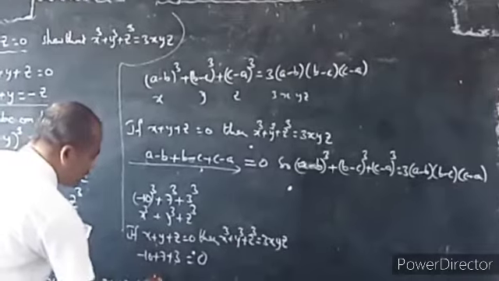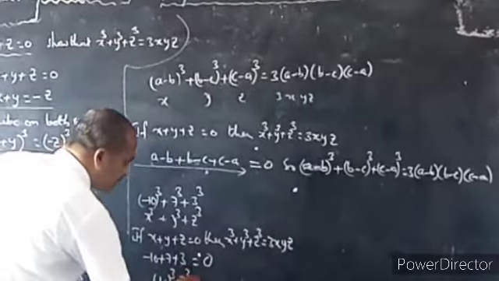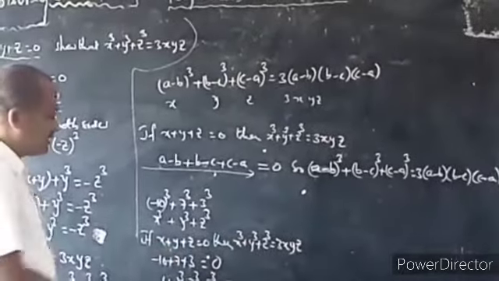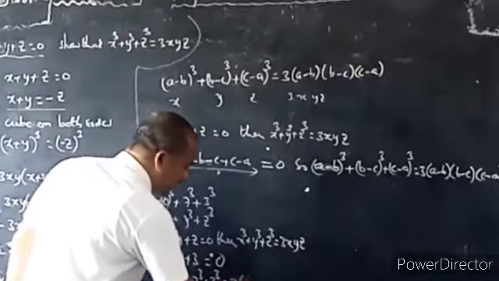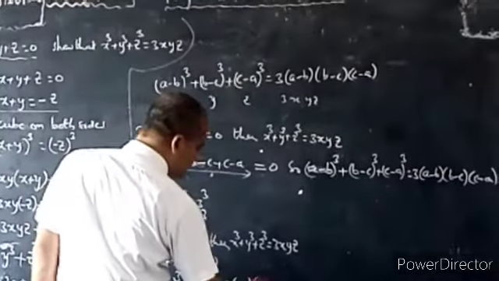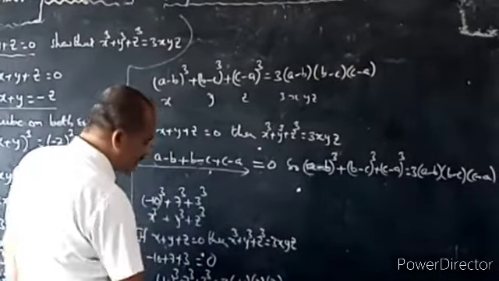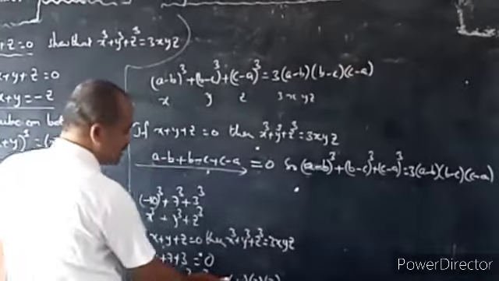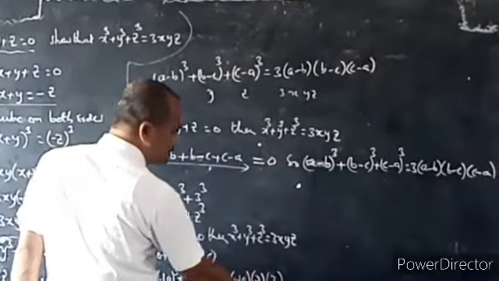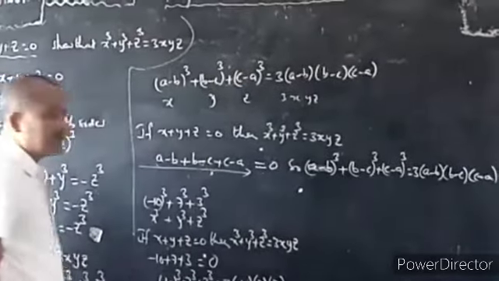Therefore minus 10 cube plus 7 cube plus 3 cube is equal to 3xyz. Here 3 into minus 10, in place of x, minus 10, in place of y, 7, in place of z, 3. Totally we are getting a minus number only. 3 times minus 10 is minus 30. 30 into 7 is 210. 210 into 3 is 630.